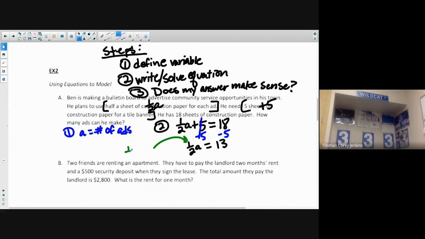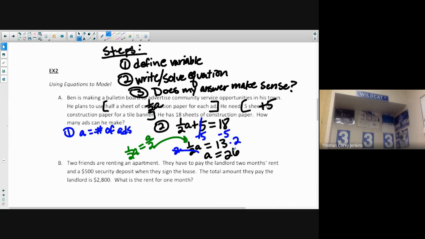So half times a is also the same as 1 times a over 2. So a over 2. So half times is the same thing as divided by 2. That might help you to remember, oh, I just need to multiply both sides by 2. That's what I'm going to do, multiply by 2. And that's going to give me that a equals 26 because 13 times 2 is 26.